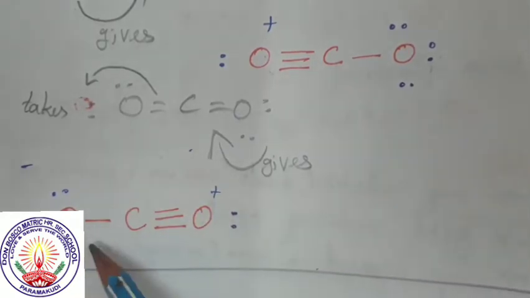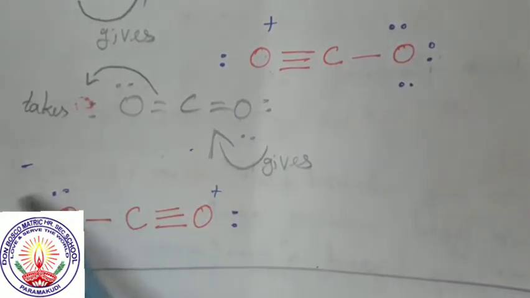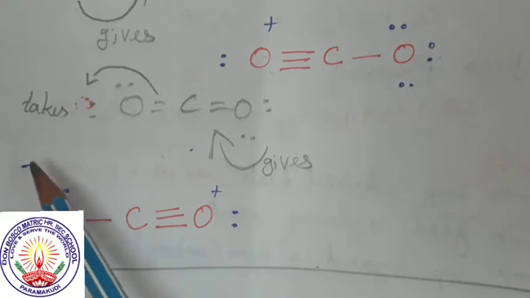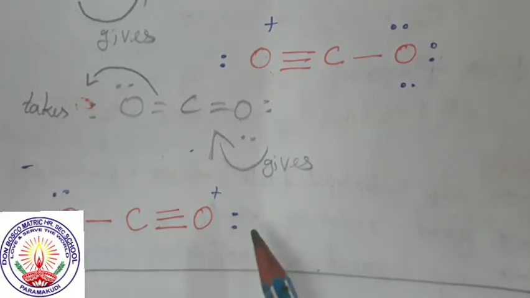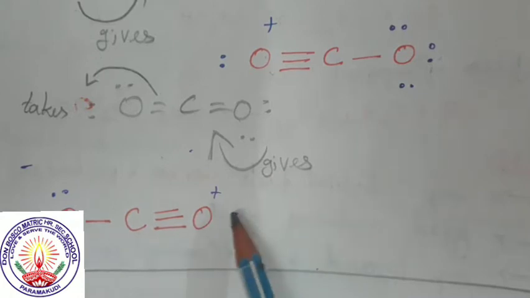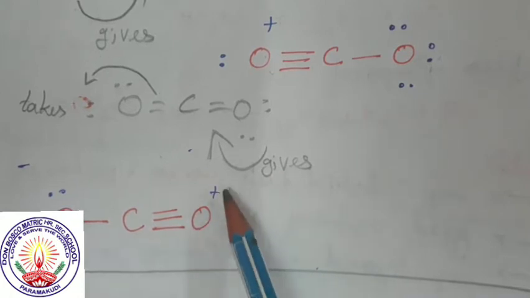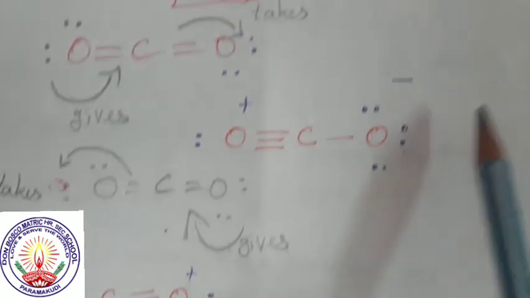So therefore, see 2, 4, 6, therefore 7 electrons, therefore they bear a negative sign. And here you see 3, 4, 5, therefore this oxygen got a positive sign here.